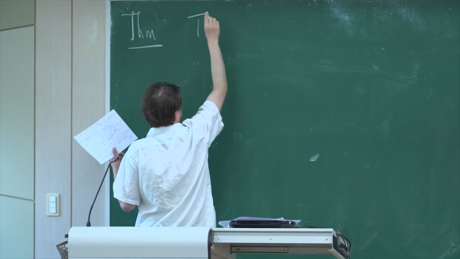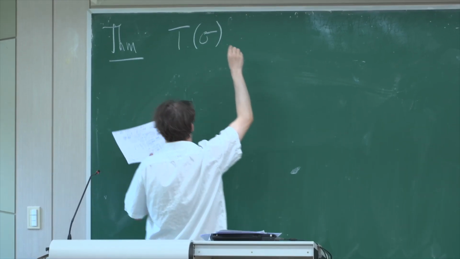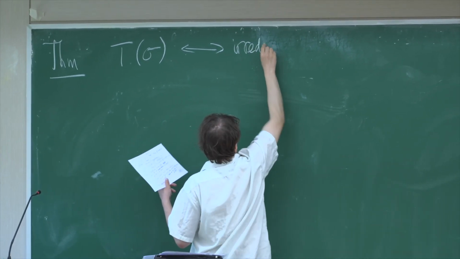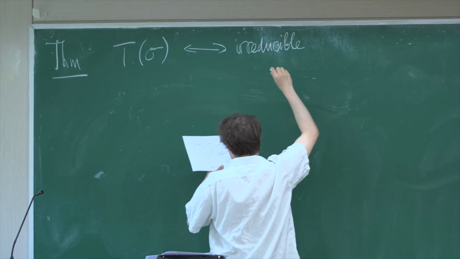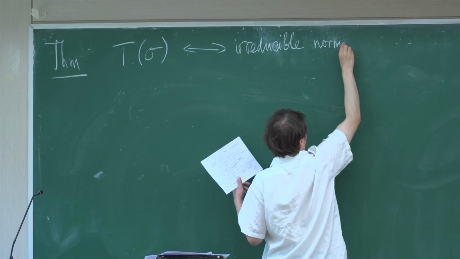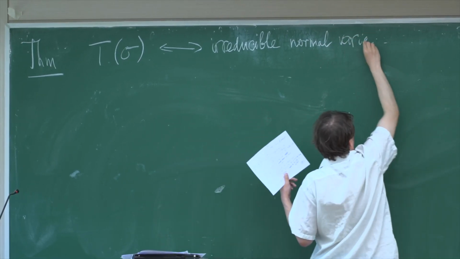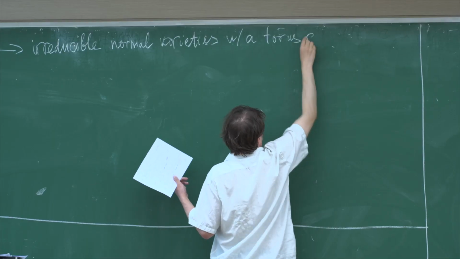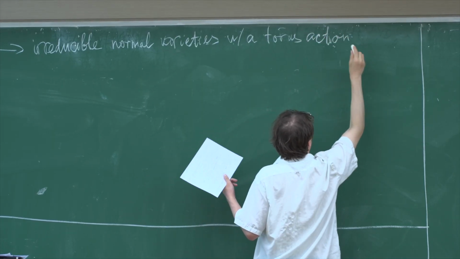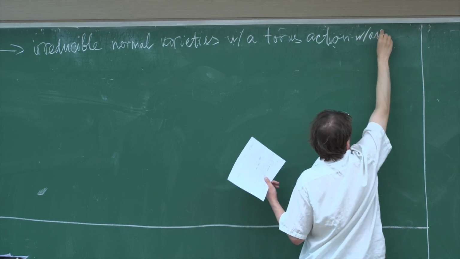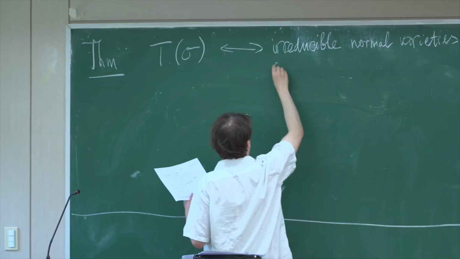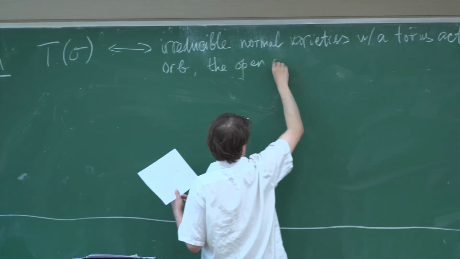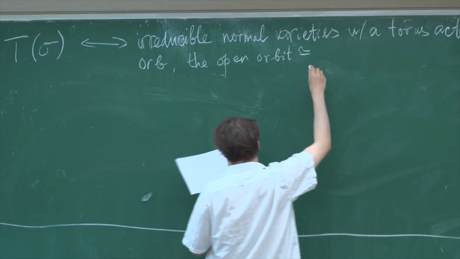The varieties that we constructed of the form T of sigma are exactly all irreducible normal varieties with a torus action with an open orbit, and this open orbit is isomorphic to the torus itself.